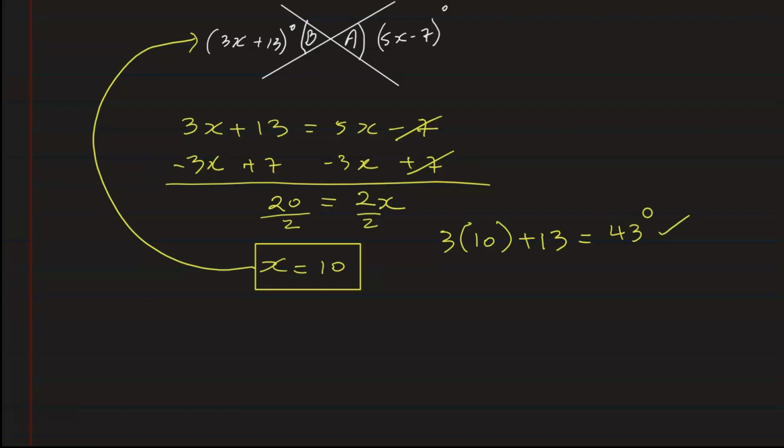That's the first angle. And the second angle, by the way, must be 43 degrees. But let's check if it is. 5 times 10 minus 7, is that equal to 43 degrees? Yes, it is. So perfect. We did a good job.